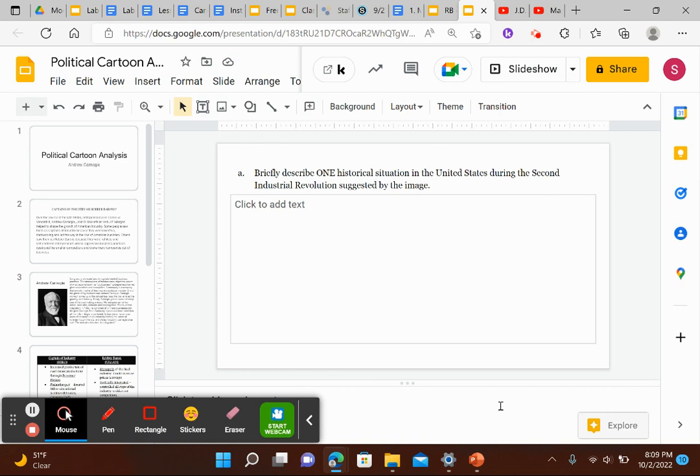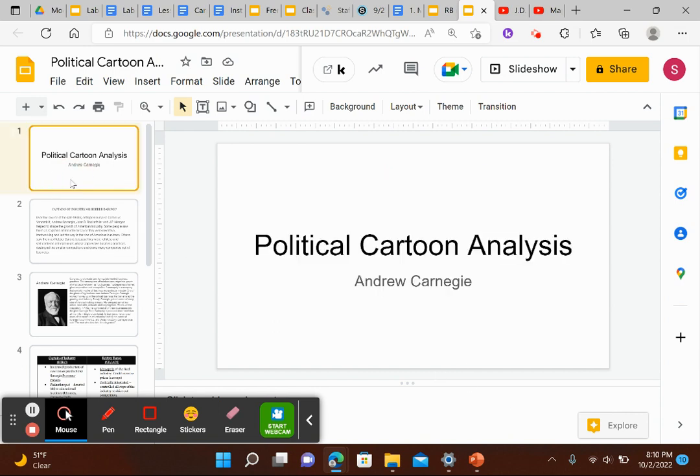This lesson is a political cartoon analysis, and the purpose of this lesson is twofold. The first purpose is to delve a little deeper into a robber baron and to look at some primary sources, or things created at the time, and analyze them. The second goal here is to fit that analysis into the bigger scope and sequence of the Industrial Revolution. So today I'm going to walk you through this political cartoon analysis.